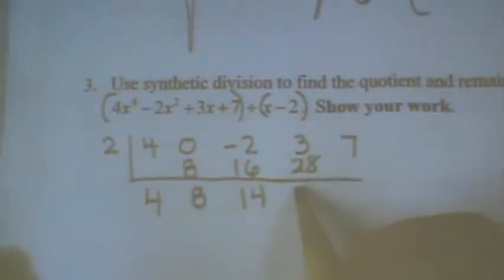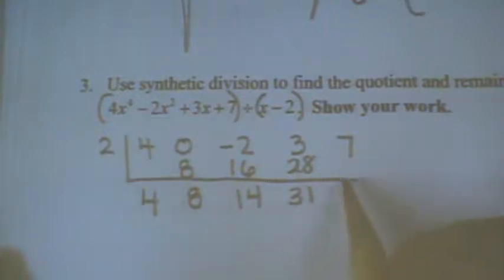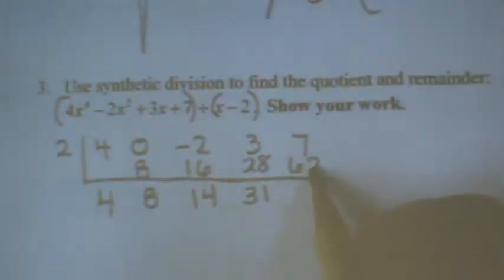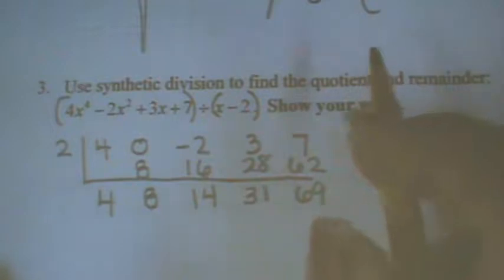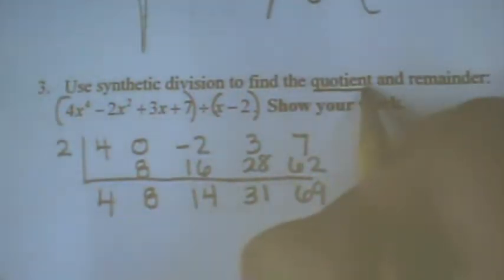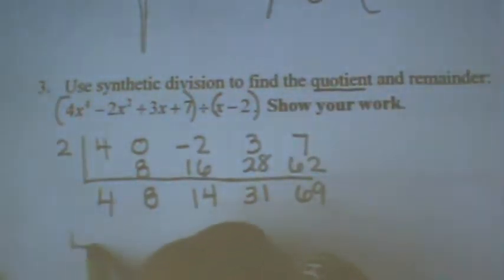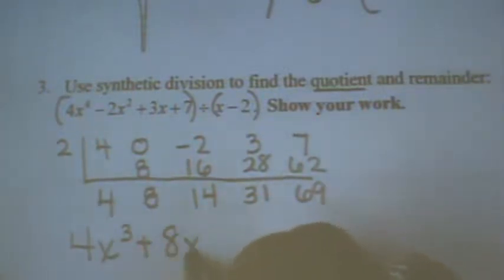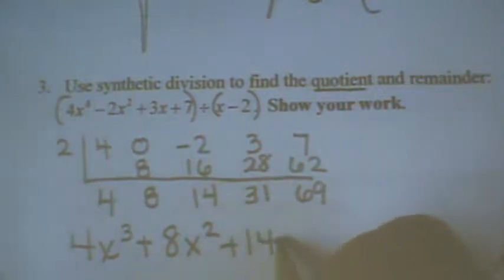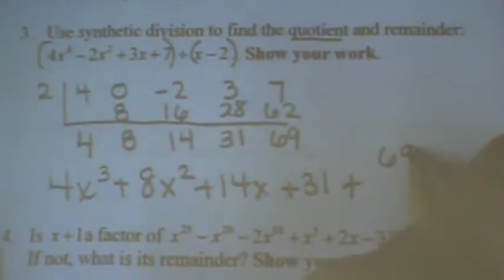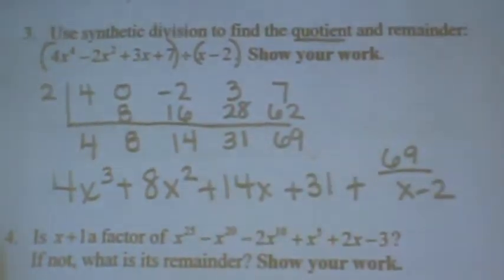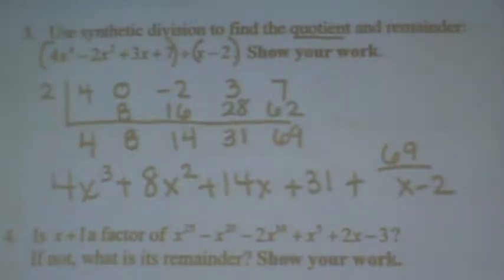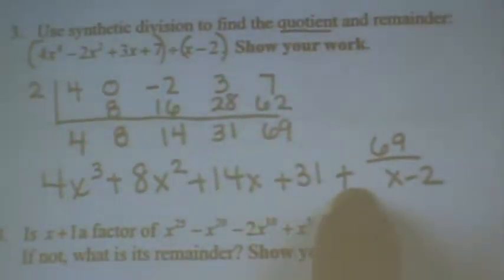Then what? Multiply. And you get 69. So what is the quotient and the remainder? This is going to be 4x cubed plus 8x squared plus 14x plus 31 plus a remainder of 69 over x minus 2. This should be a plus or a minus sign, not a times sign.